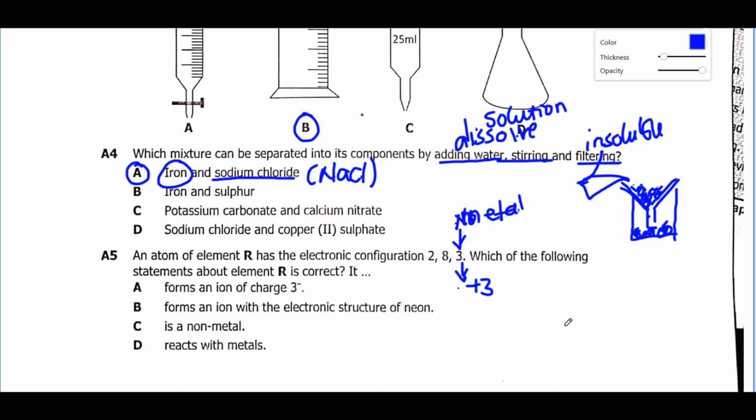B forms an ion with the electronic structure of neon. So if these 3 electrons were given out, how many electrons will remain? We are going to have 2,8. If you look at the atom of neon, neon has the number of electrons equal to 10. If we make the electron configuration, we are going to have 2,8. And as we can see, we have 2,8. Therefore, we'll go with multiple choice B.